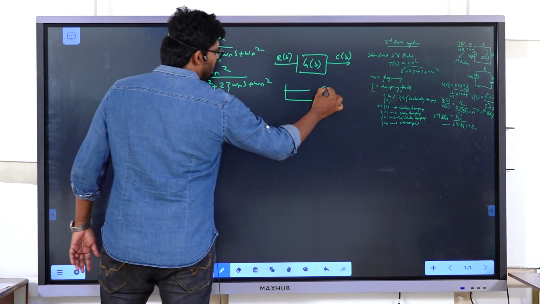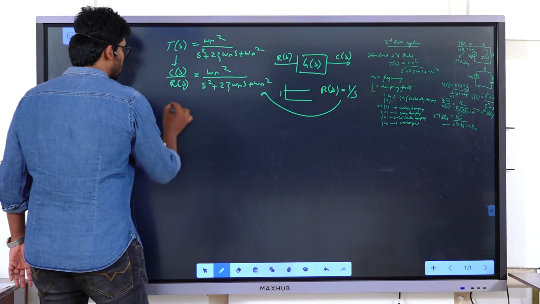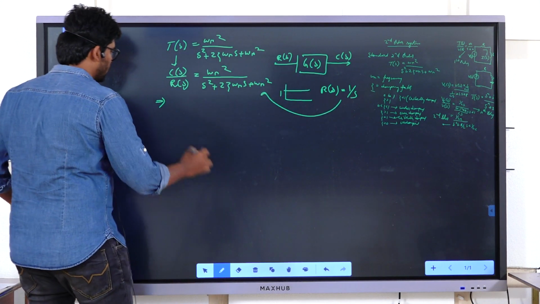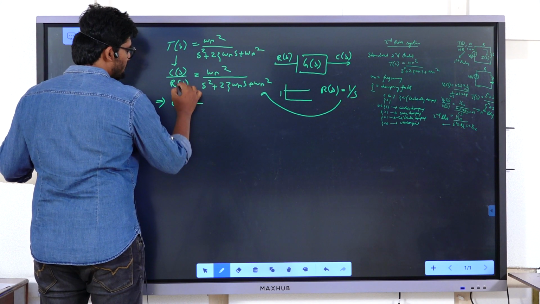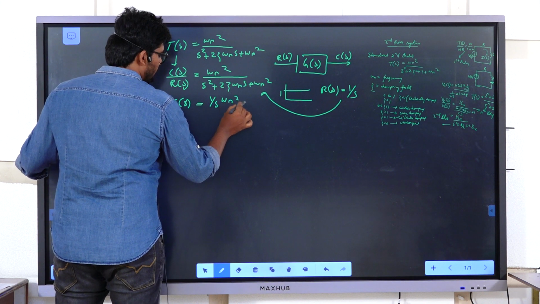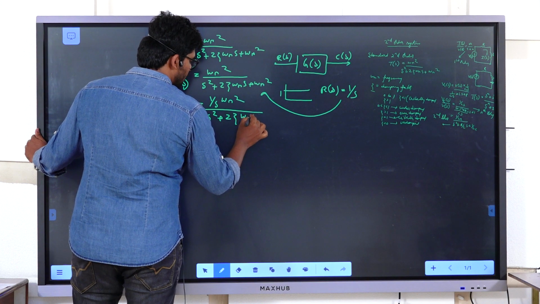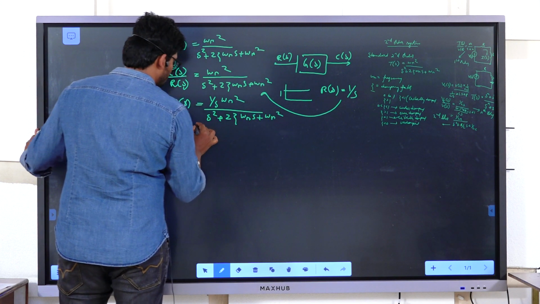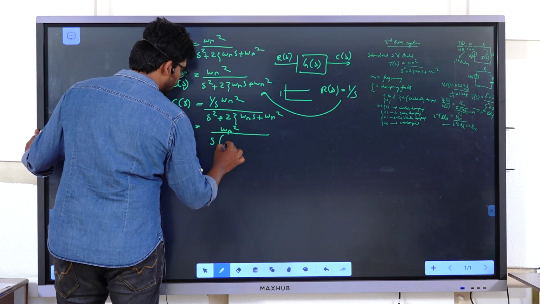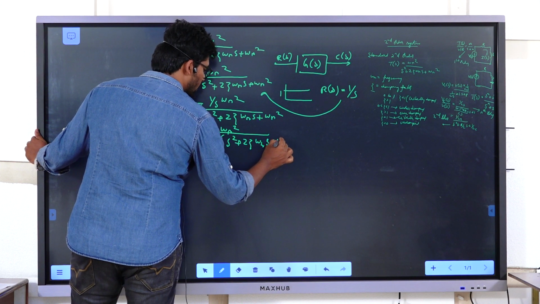The Laplace of unit step input, R of s, is 1 by s. Substitute here. So I want to check the response of the second order system with the standard step input. The response C of s ends up being 1 by s times omega n square divided by s square plus 2 zeta omega n s plus omega n square. Further, this is omega n square divided by s into s square plus 2 zeta omega n s plus omega n square.